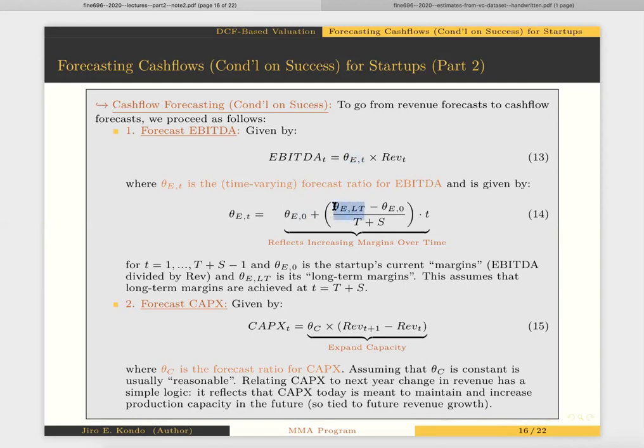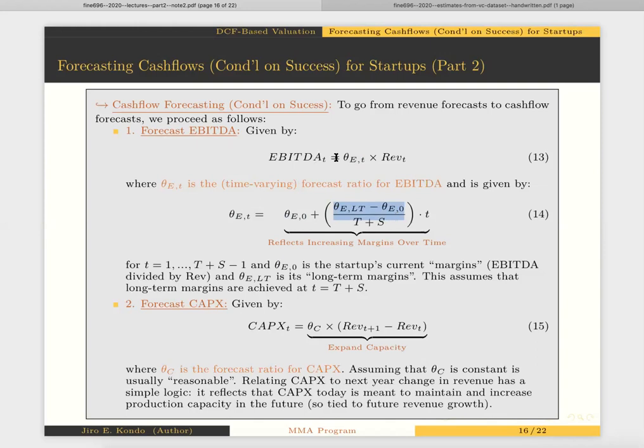So let's assume that the startup has long-term margins, which I define as its margins at time t plus s, once it stabilizes. It has this level of long-term margins. So if it starts at this level and ends at this level, then by definition we've got an increase in margin equal to this amount.